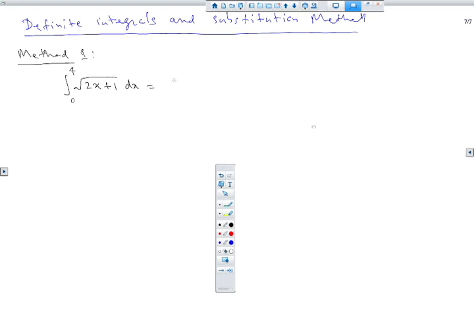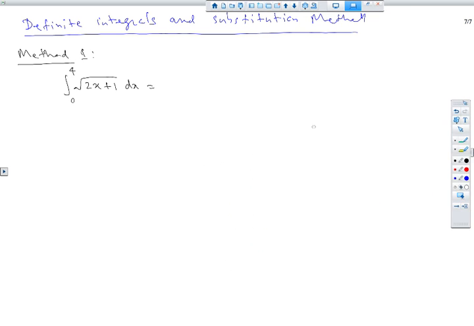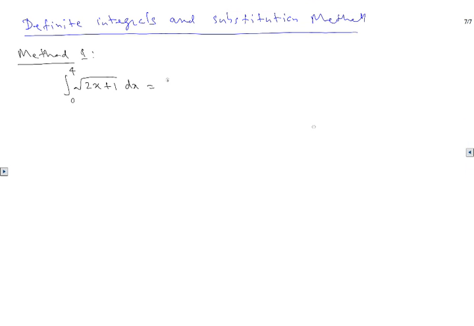So you get 1/2. You can look at the answer. You actually get 1/3 (2x plus 1)^(3/2). So you finish the integral as we did before. So this is what you got. And then what are you going to do? You're going to substitute the values. You're going to substitute 4 and 0.